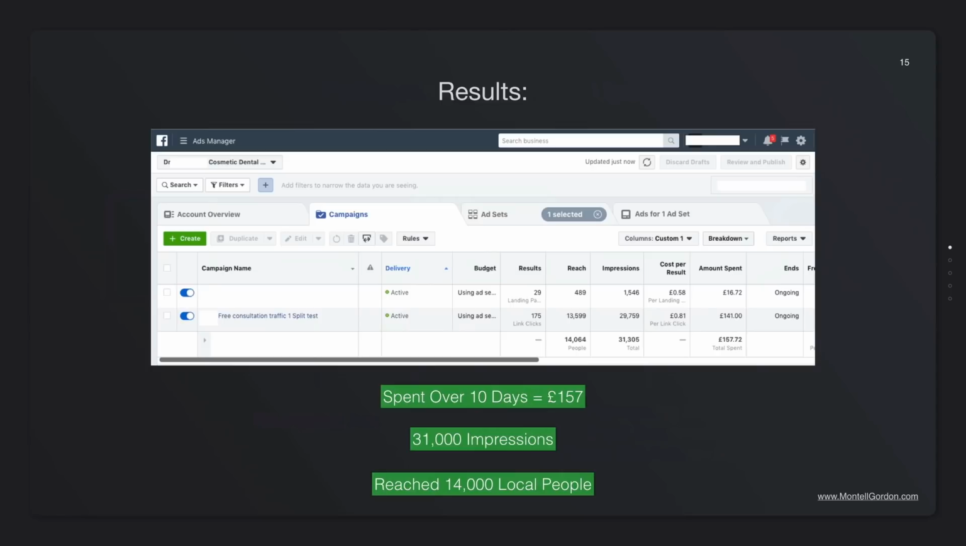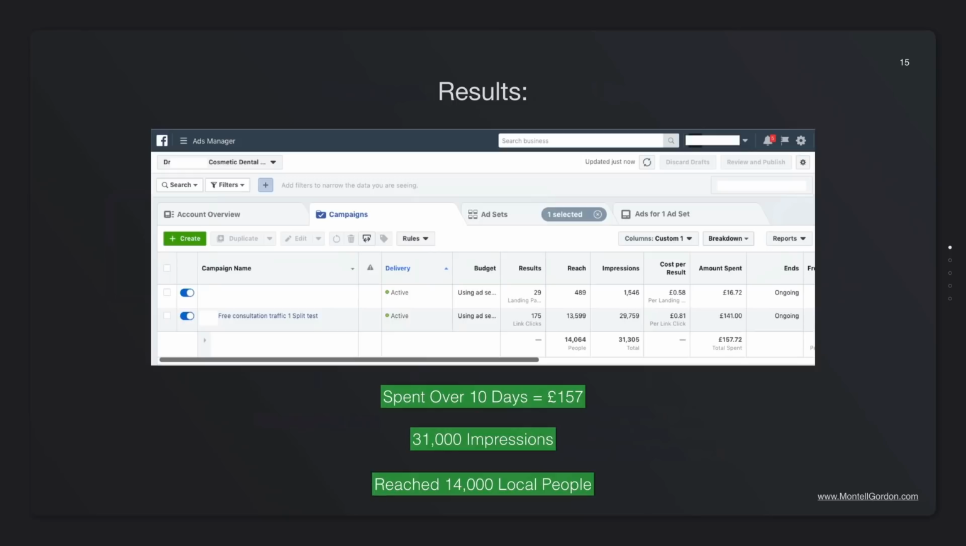So the results of this is, over a period of 10 days, I spent £157 with my dental client. This brought us 31,000 impressions. An impression is basically like a view, but one person can view more than once. And reach is basically how many brand new people have been exposed to this ad. And of course, 14,000 people in a local area around some sort of city is basically massive brand awareness.